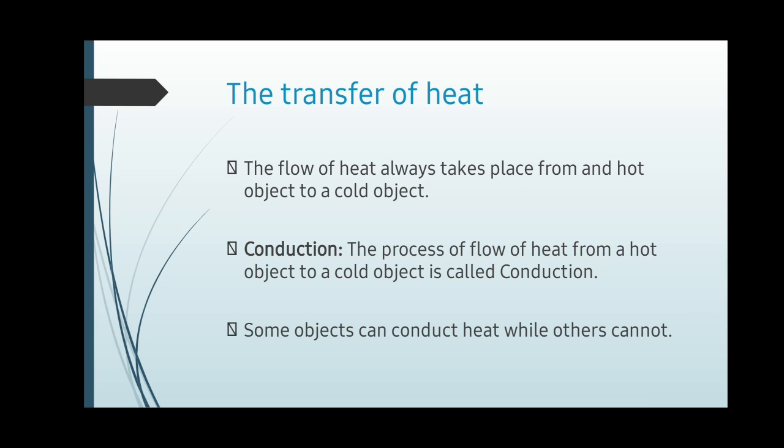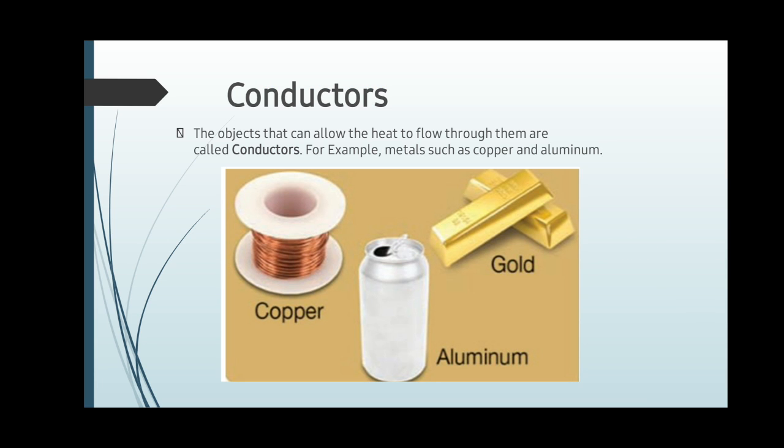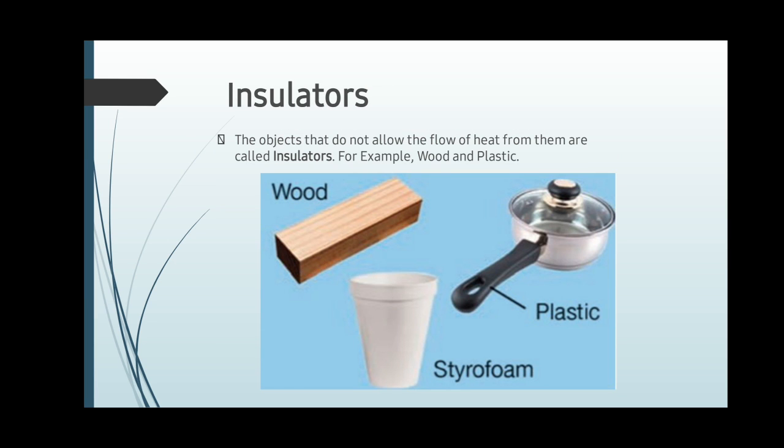Some objects can conduct heat while others cannot. The objects that allow heat to flow through them are called conductors, for example, metals such as copper and aluminum. These things allow the heat to pass through them, so they are called conductors. If not, they are called insulators. The objects that do not allow the flow of heat through them are called insulators, for example, wood and plastic.